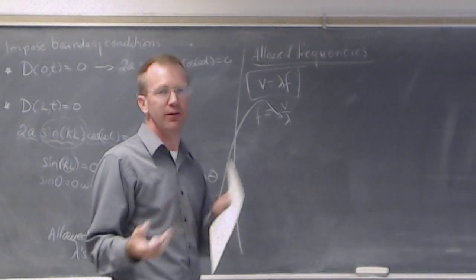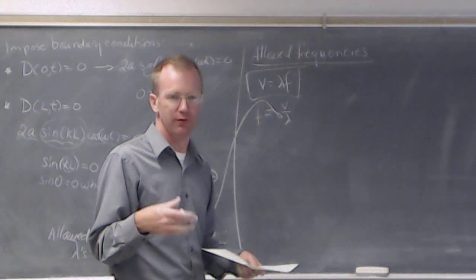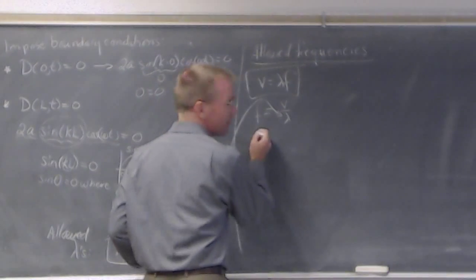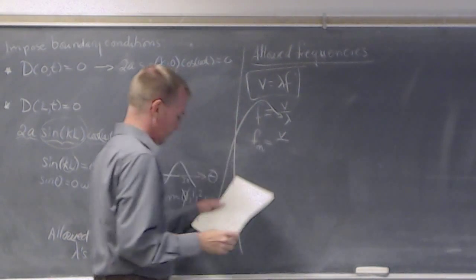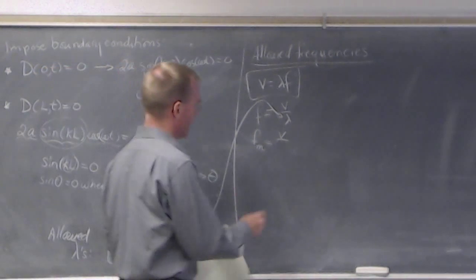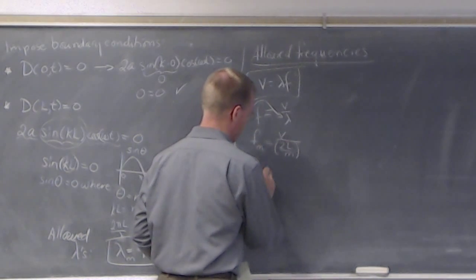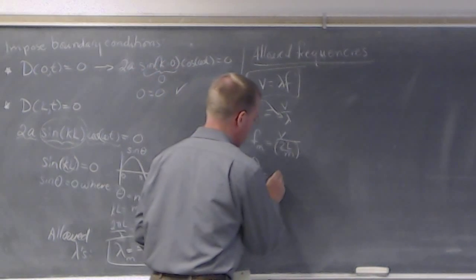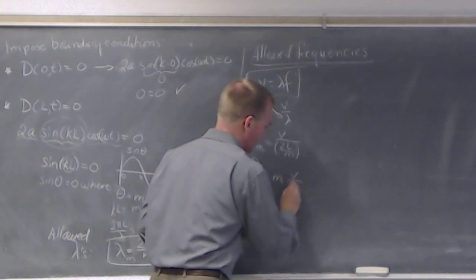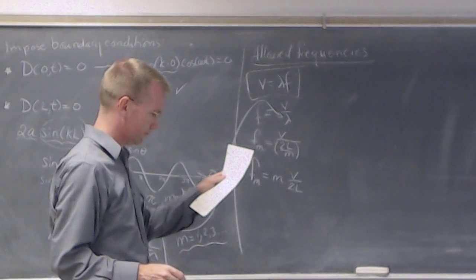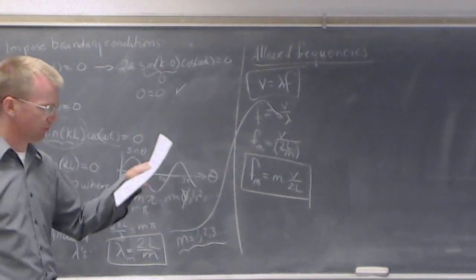And if I'm subscripting my lambdas by specifying which, we call those values of m the modes of the vibration. So I'm going to subscript the frequency with the mode. Okay, lambda is 2L over m. So my allowed frequencies are m, the mode number, times V over 2L, where m is 1, 2, 3, and so on.